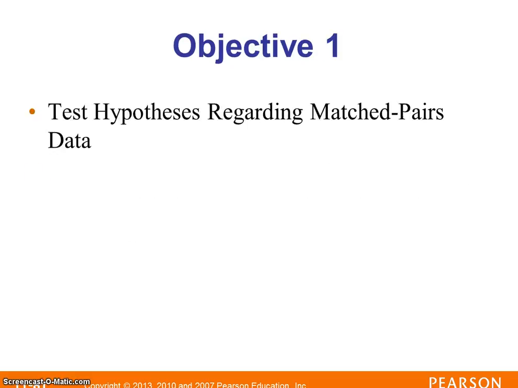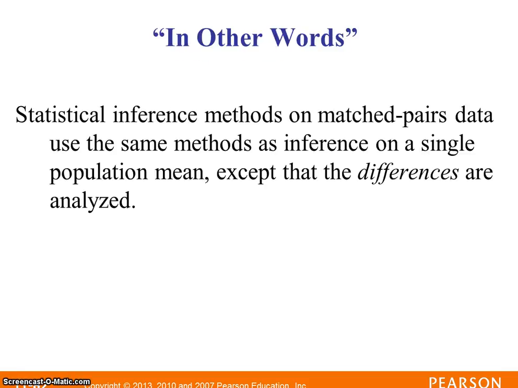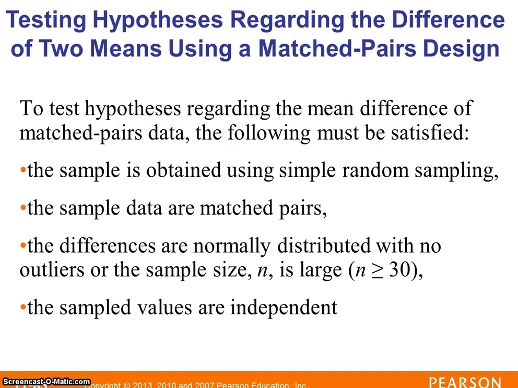So objective 1 is about testing a hypothesis regarding matched pair data. In other words, statistical inference methods on matched pair data use the same methods as inference on a single population mean, except that the differences are analyzed, right? Another way of saying that is you could do this like we did in the last section. You could have mu1 is equal to mu2, but we're just going to look at the difference in this case.